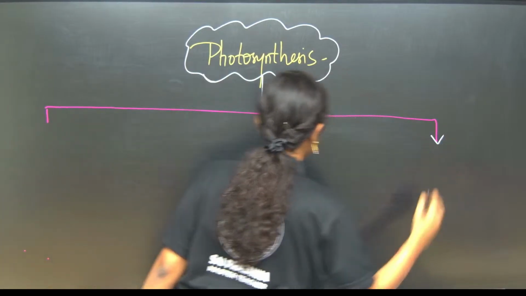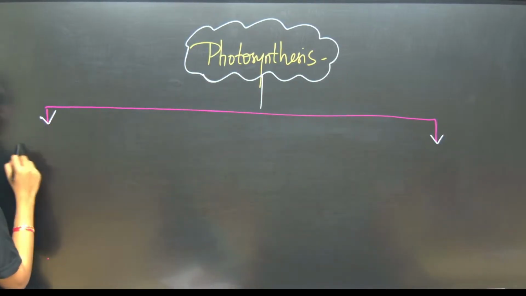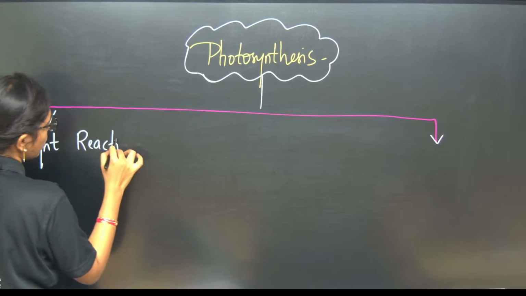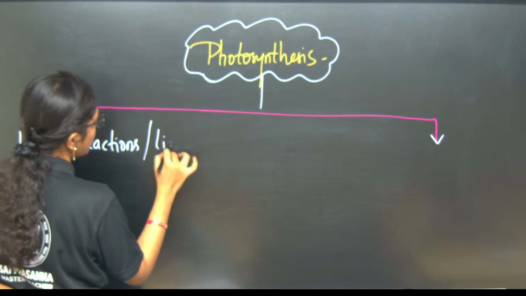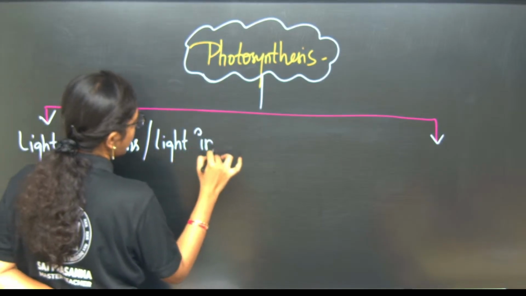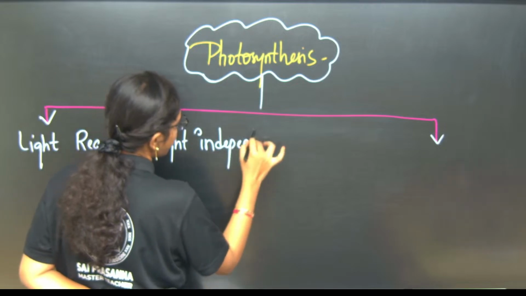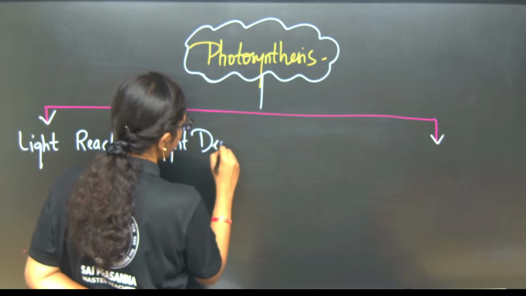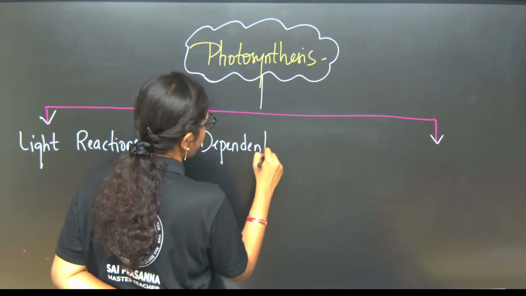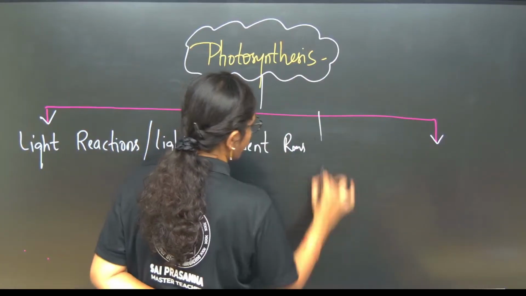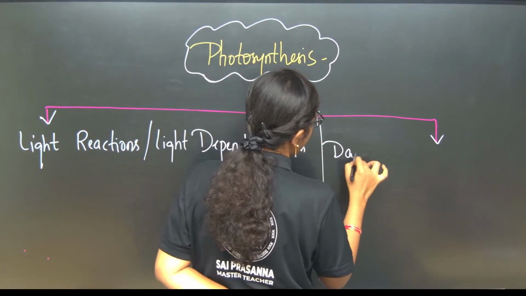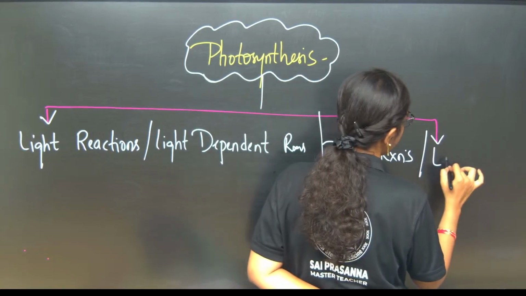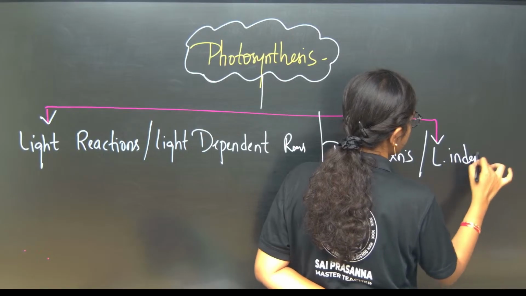Take down this table as it is. Light reactions, also called light dependent reactions. These are dark reactions or light independent reactions.